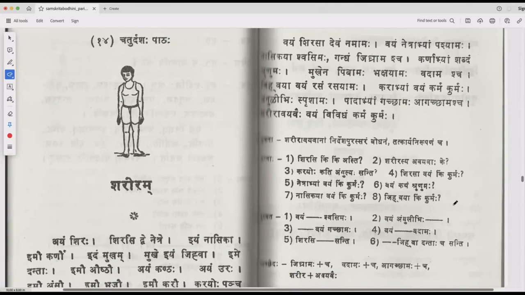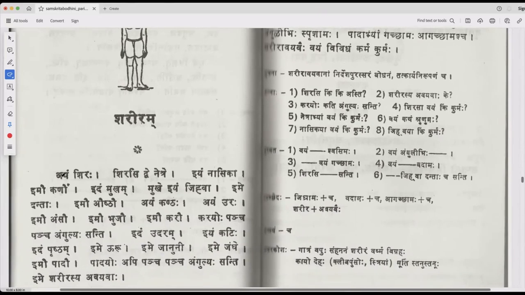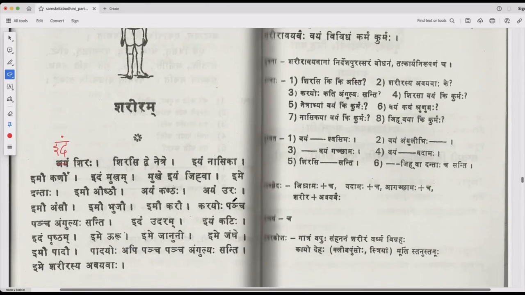Chaturdashaha paataha. 14th lesson. Ayam shiraha. That is wrong here, please. This is idam shiraha. Make the corrections. Because shiram is napunsakalinga? Yes, shiraha, shirasi, shiramsi. It's a sakaranta napunsakalinga shabdaha. Idam shiraha. Shirasi dve netre. Iyam nasika.